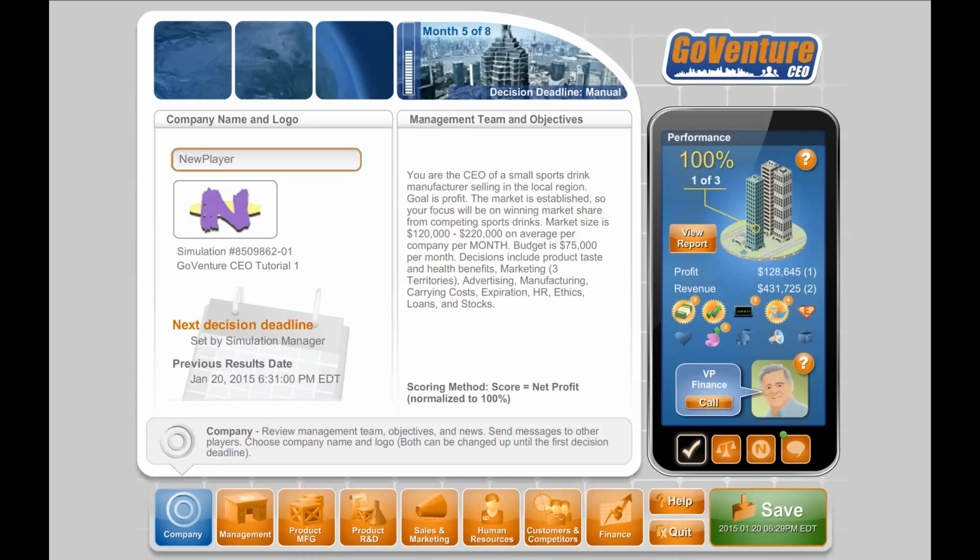The second way a simulation can be advanced is with Manual Advance. With Manual Advance, your simulation manager will advance the simulation by clicking a button. Your simulation manager will inform you of the decision deadlines. The third way a simulation can be advanced is by player advance. With player advance, you can advance the simulation to the next period yourself by clicking the green Go button.